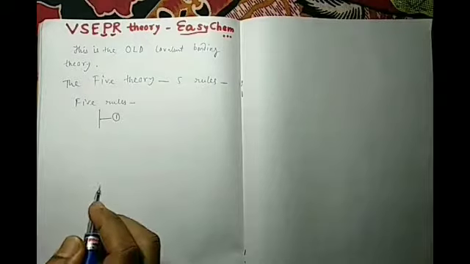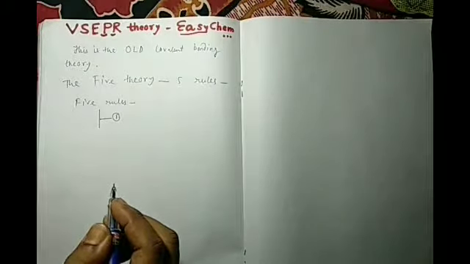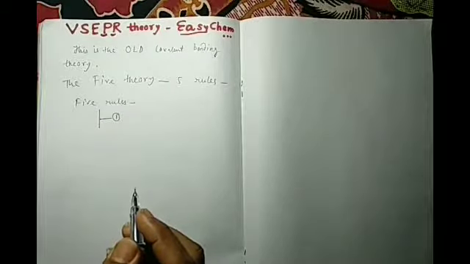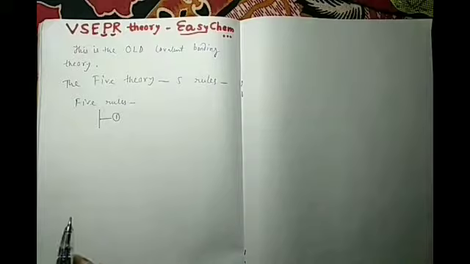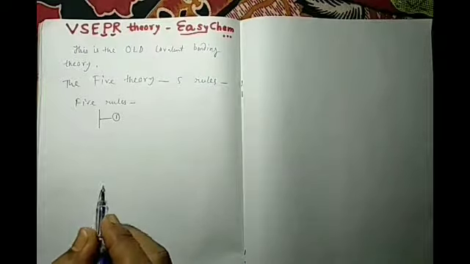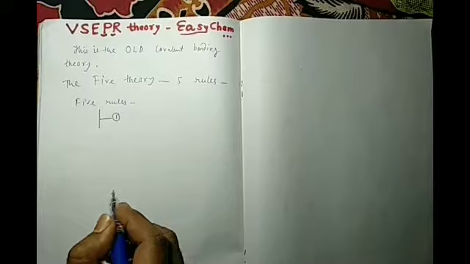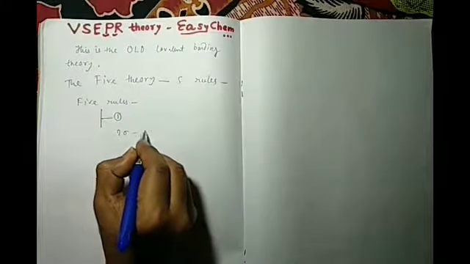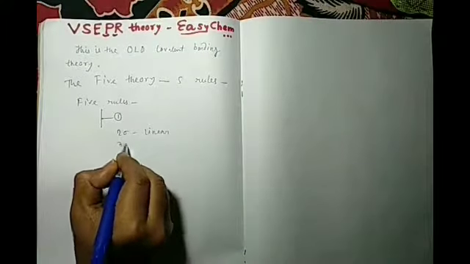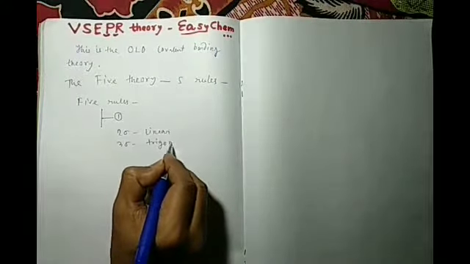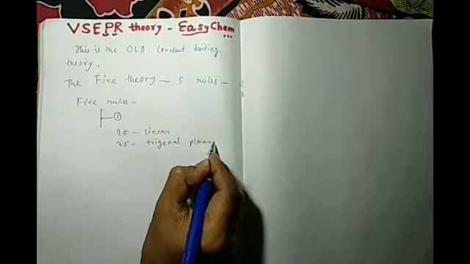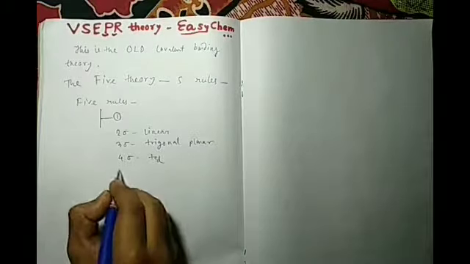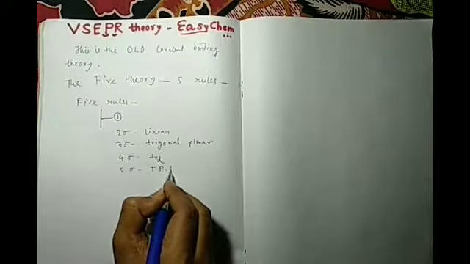The first rule says, if there is no lone pair on the central atom, then the number of sigma bonding electron pairs will determine the geometry of the molecule, and it will be regular shaped. So what does this mean? This means if 2 sigma bonds are present, then the structure will be linear. 3 sigma bonds, trigonal planar. 4 sigma bonds, tetrahedral. 5 sigma bonds, trigonal bipyramidal.